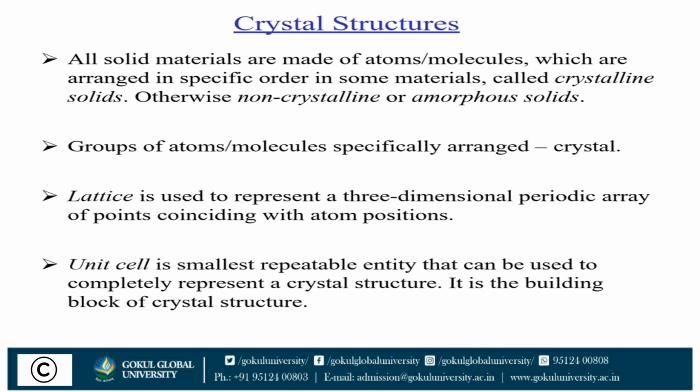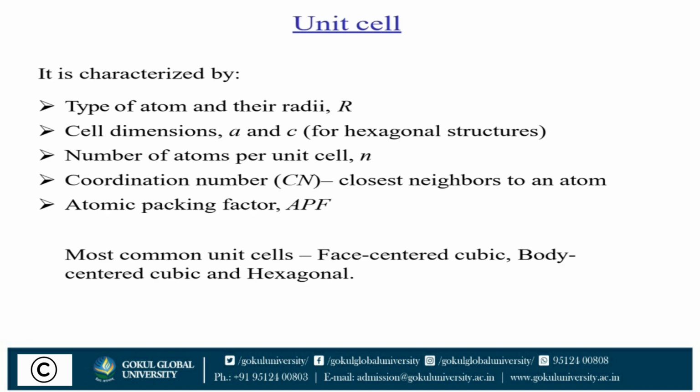Unit cell. What do you mean by unit cell? A unit cell is the smallest repeatable entity that can be used to completely represent a crystal structure. It is the building block of a crystal structure. Now we have to define the structure of solids. All solid substances are either crystalline or non-crystalline. Crystalline structure means arranged in a perfect manner. Non-crystalline structure means not arranged in a perfect manner.